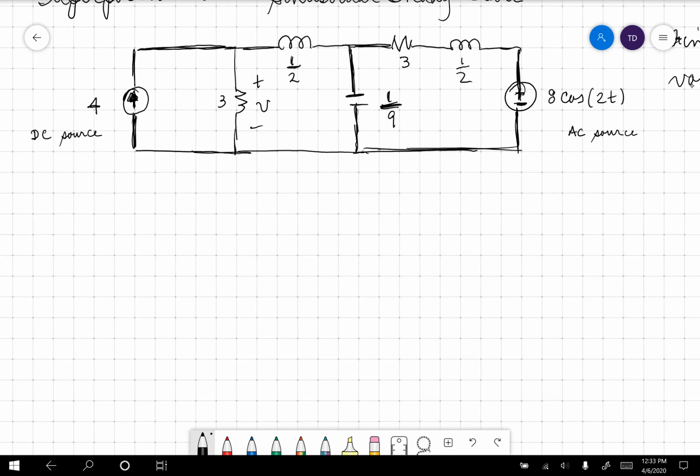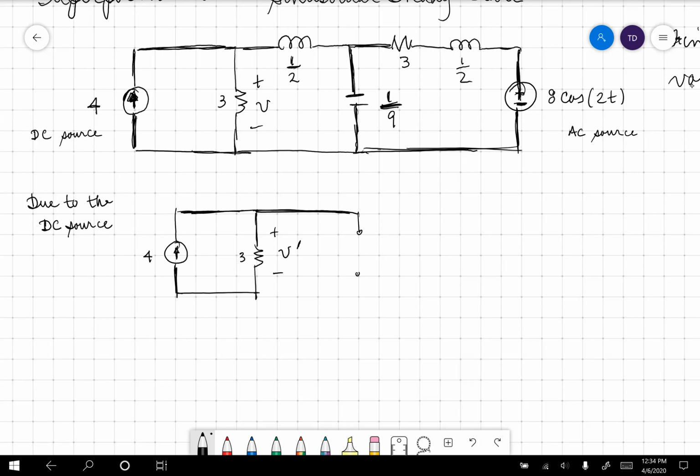So here we go. We're going to start by looking at the DC source. So this is due to the DC source. So I leave my source, and now I kill the other source and I model everything else with my models. Well, the model of a resistor is a resistor itself at DC. This will be V prime. Do not confuse that with the derivative. Everybody remember that? We call the first component V prime and then V double prime. This is not the derivative. That looks like a short. That looks like an open. 3 ohm resistor. That looks like a short.